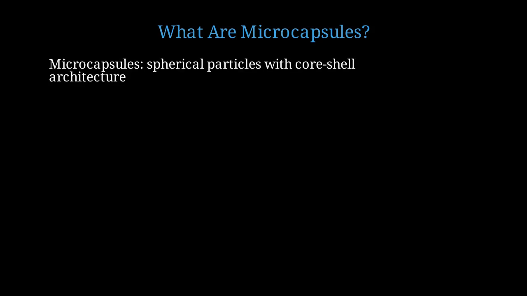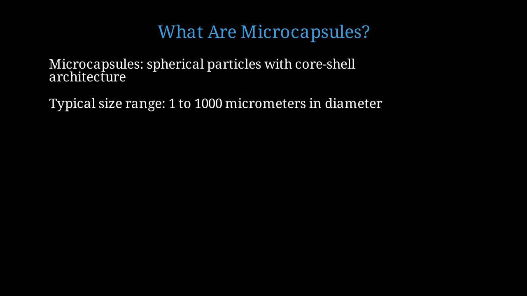Microcapsules are spherical particles with a core-shell architecture. The core contains the active substance, while one or more shells provide protective barriers and control release kinetics. These structures typically range from 1 to 1,000 micrometers in diameter, placing them in the colloidal and microscopic regime.